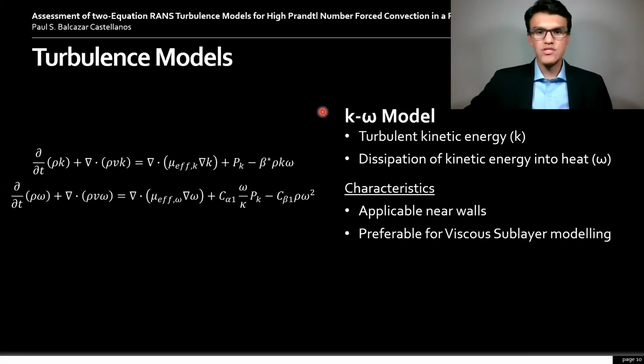The K-omega model is also very popular, and it replaces the second equation by the dissipation of kinetic energy into heat, or omega. And it is applicable near walls because in the near wall region, the kinetic energy of the Kolmogorov scales is transferred into heat because of the viscous forces in the fluid. It is preferable for viscous sublayer modeling, and it is in fact this characteristic that is useful for high Prandtl number fluids because inside the viscous sublayer we have the region of conduction.